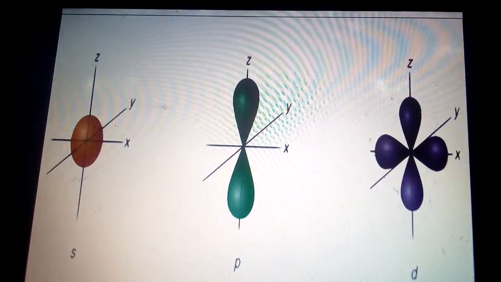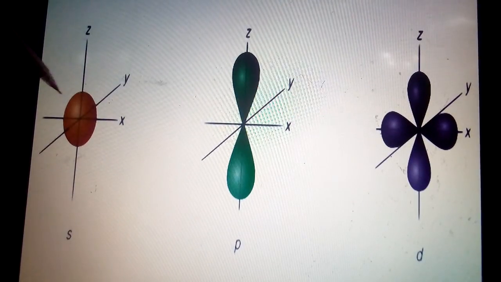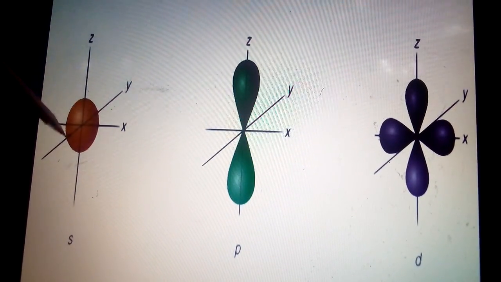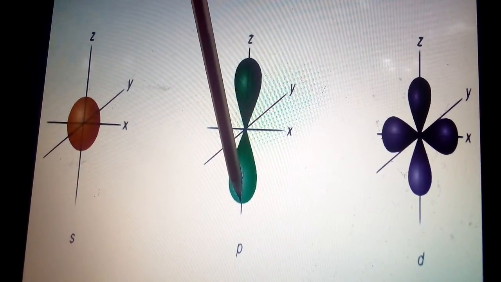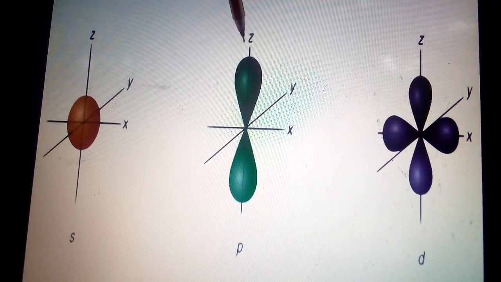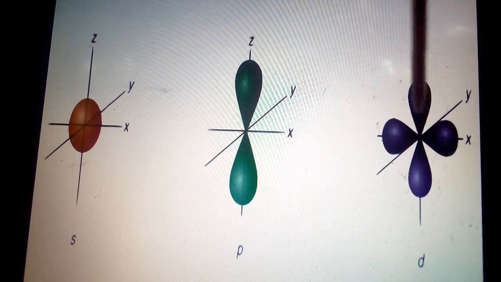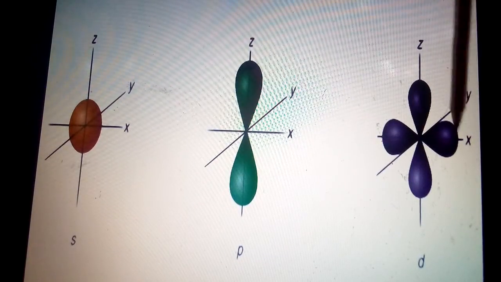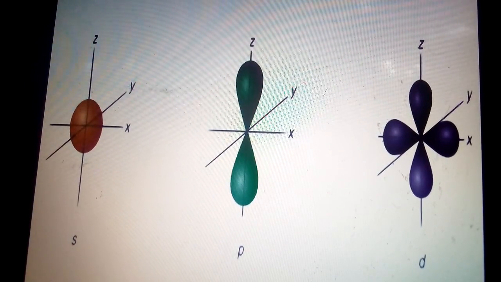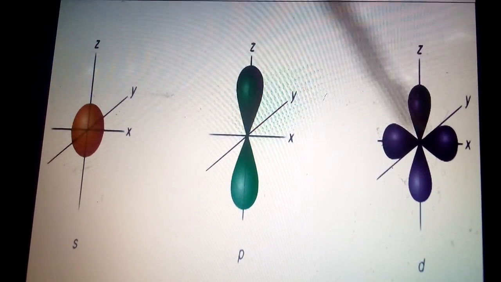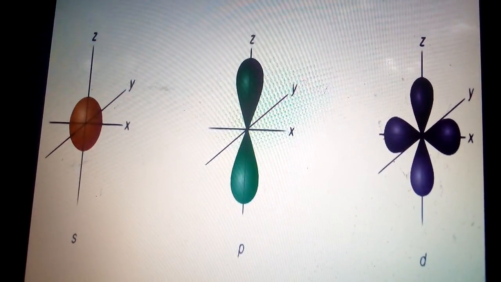It is further shown here. You can see clearly the diagram of the s orbital. The s orbital is circular in shape. This is a p orbital, which lies along the z-axis, and there you see the d orbital, which lies between the z-axis and the x-axis at the same time. So those are the shapes of the orbitals. If you are told to draw the shapes of the orbitals, you draw them like this, and you have to show the planes also.